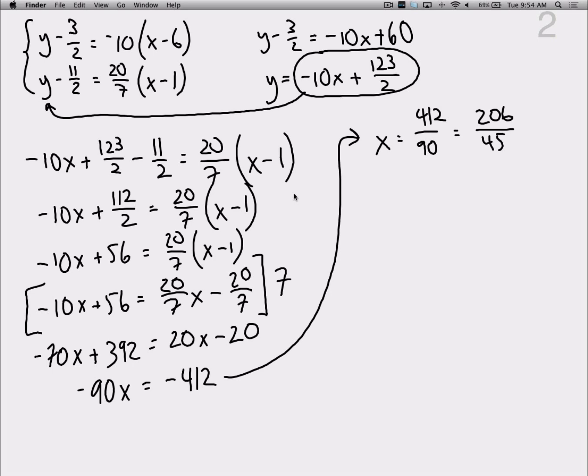Okay. And this is also going to keep your answer exact. If you take approximate answers, you're going to have a train wreck. Now I need to find Y. How?